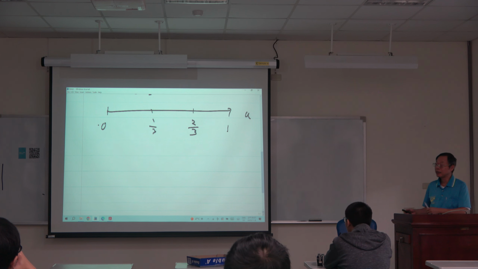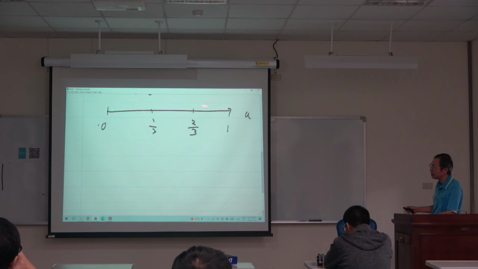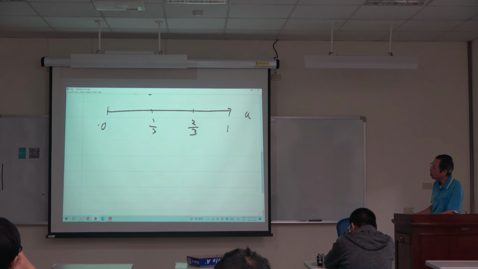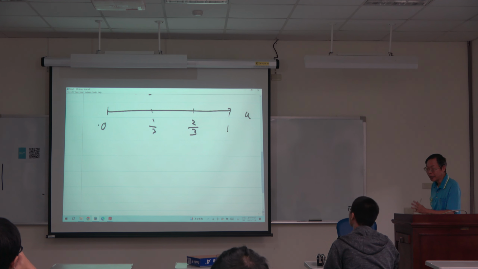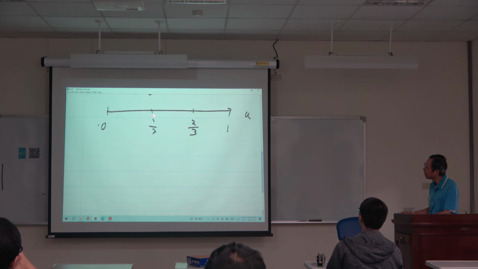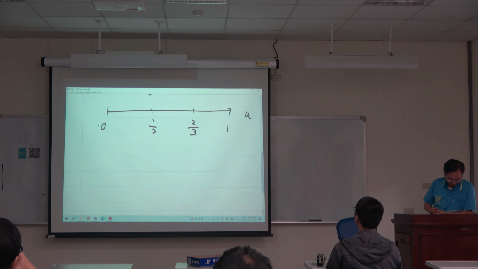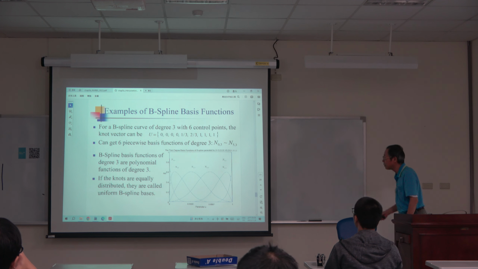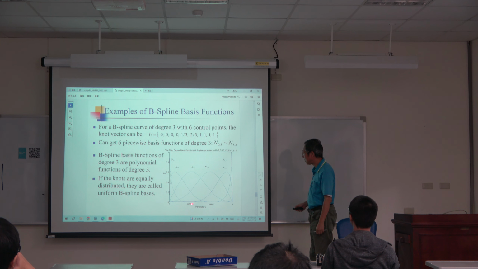So we have what we call three mass spans. This spans, this, and this. When you move the parameter from 0 to 1, it will go through three mass spans. Each mass span, you can think of it as having control points which are active. The others are inactive. So when you move from one mass span to another mass span, some control points will become inactive. Some others will become active, and so on.